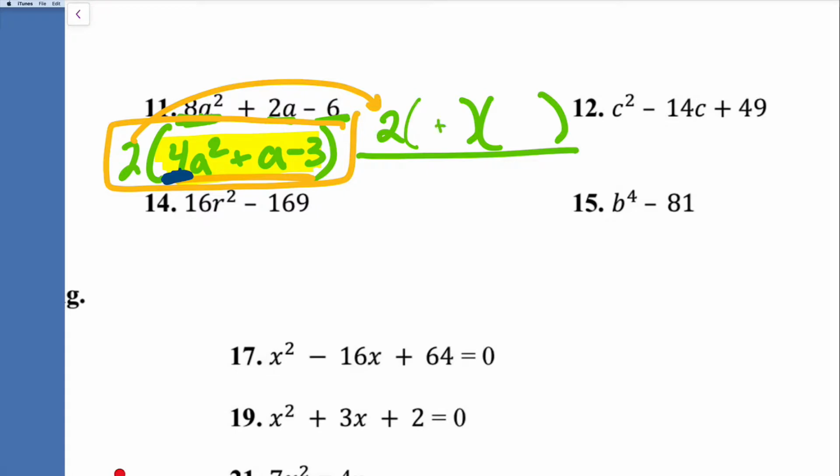So what did we have here? We had an a, and then a 4 and a 1. So 4 times a is 4a squared, like we have here. So the next question again that I want to look at is, what two terms can I multiply to get a 3, but when I add them together will give me an a? So 3 is a prime number, so it's got to be 3 and 1, right?